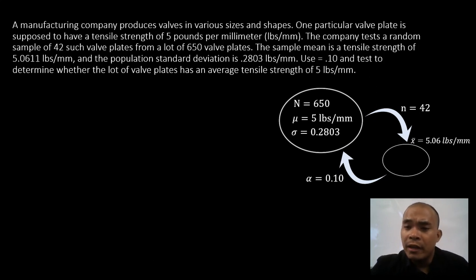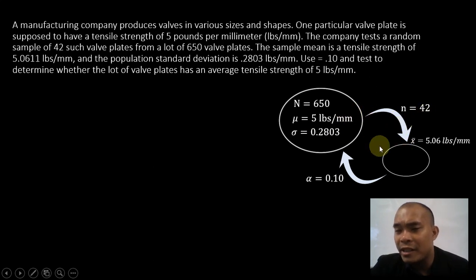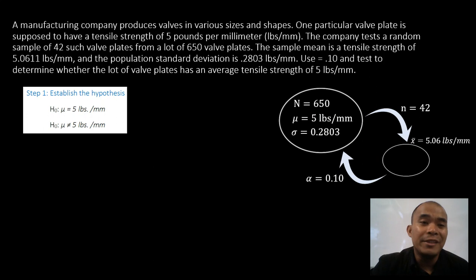Guys, take note. The standard here is 5 pounds per millimeter. And then we got a sample of 42 from this 650 and we averaged the tensile strength. That is 5.06. This is different from 5 pounds per millimeter. But the question is, is this 5.06 significantly different from this 5 pounds here? It is very important.